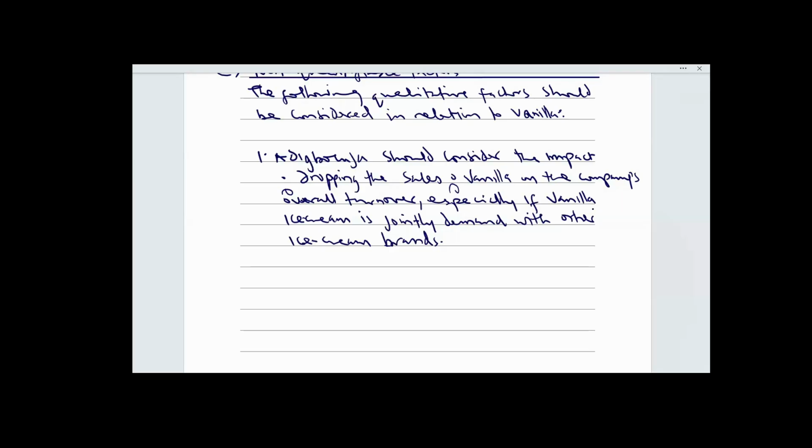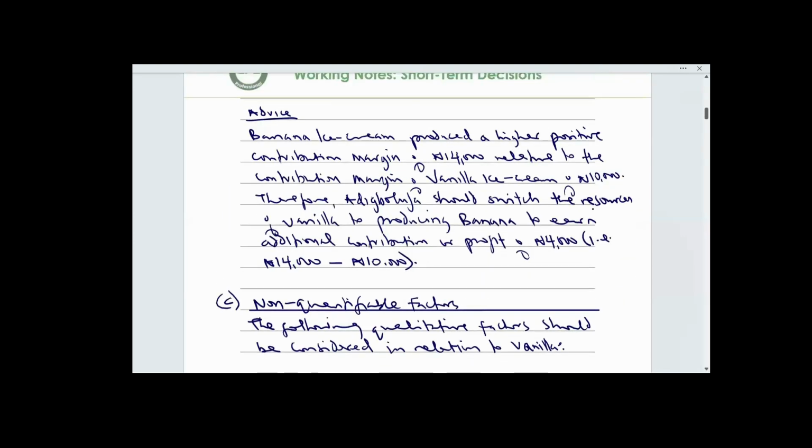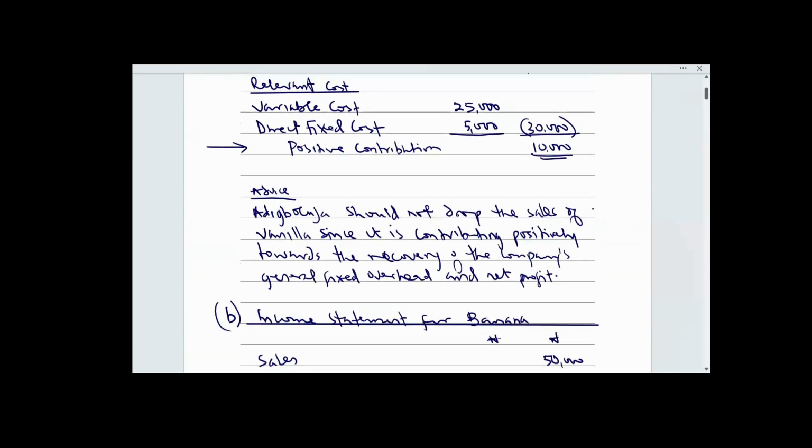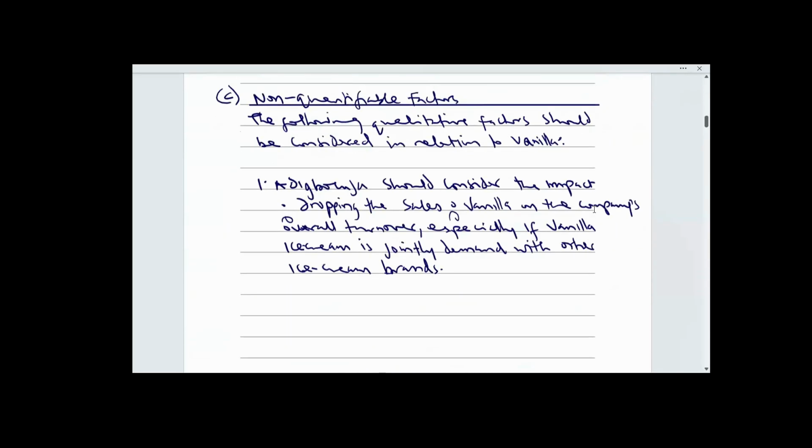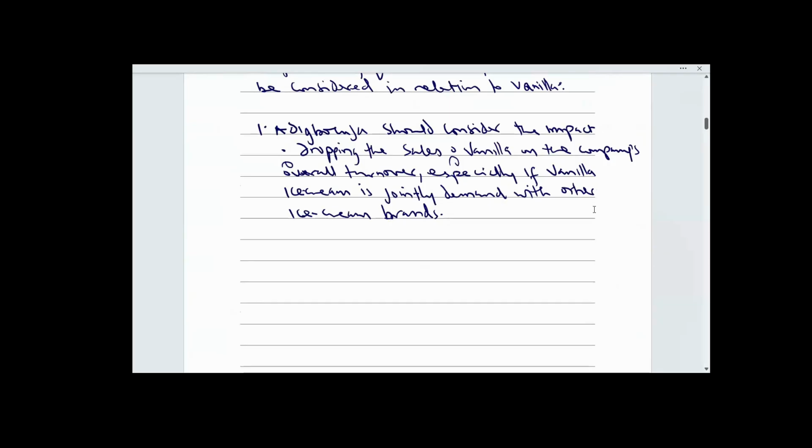Now, here we are saying that the company should consider the impact of dropping the sale of vanilla on the company's overall turnover. We are talking about ice cream. Some customers prefer to combine two different flavors of the ice cream. Let's say, for example, in this particular question, we have strawberry, we have chocolate, and we also have vanilla. Now the company is saying they don't want to be producing vanilla again because vanilla is operating at a loss, and so they want to introduce banana.